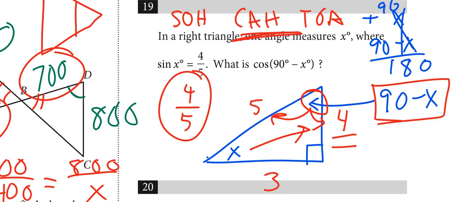As long as you understand the relationship between sine and cosine of complementary angles. Now, had they asked me for the sine of that angle, 90 minus x, then it would have been 3/5. Because I would have had to use the opposite over the hypotenuse from the other angle.